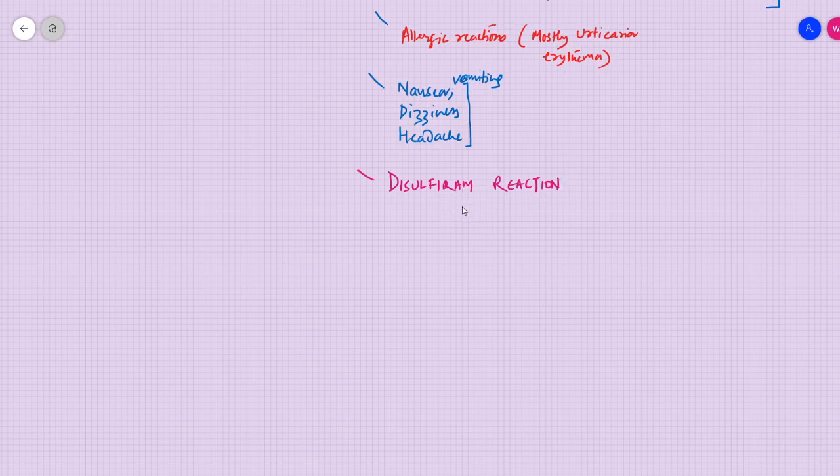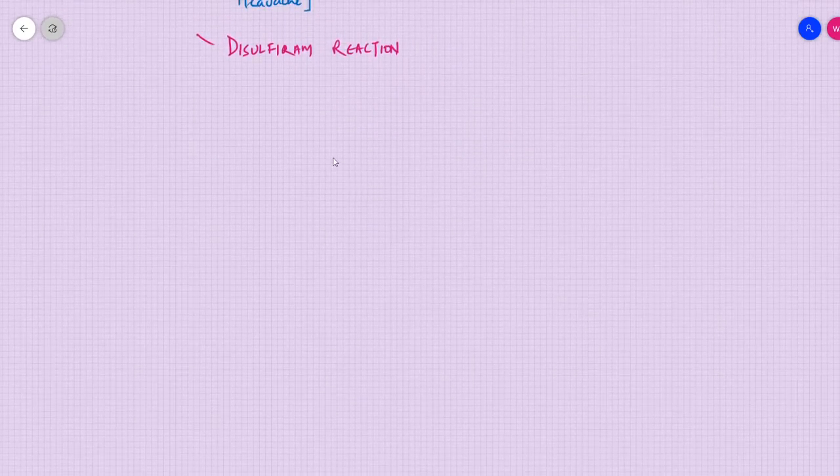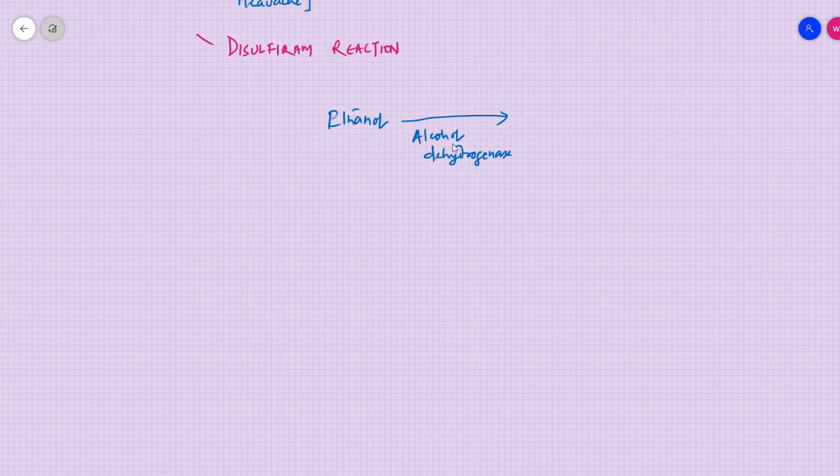So to understand the disulfiram reaction, we need to digress a bit and learn about the metabolism of alcohol. So the alcohol that is consumed is called ethanol or ethyl alcohol, and it will get absorbed. And after that, it reaches the liver, where an enzyme called alcohol dehydrogenase acts on it, and it requires NAD, which gets converted to NADH plus, and that forms acetaldehyde.